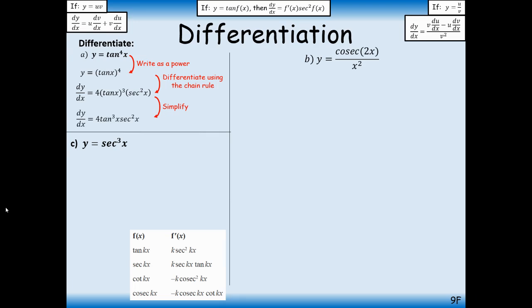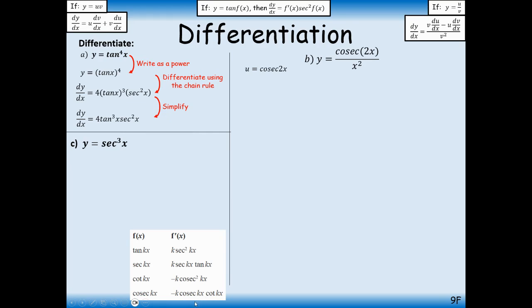So looking at part B, there is y equal to cosecant of 2x over x squared. So there we have a fraction, therefore we're going to take the quotient rule and apply it to this question. So the derivative of the denominator is quite simply 2x, and the derivative of the numerator, cosecant of 2x. As in our previous examples, we figured out how to find the derivative of cosecant. If not, you could use the formula booklet, which I've put at the bottom of the page.